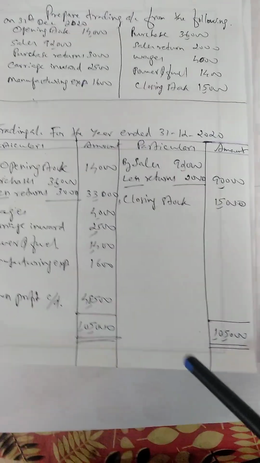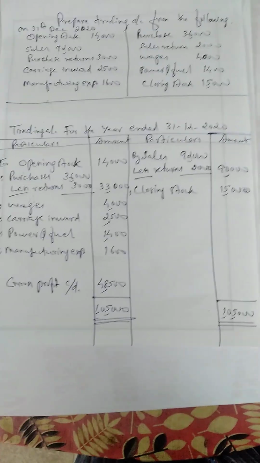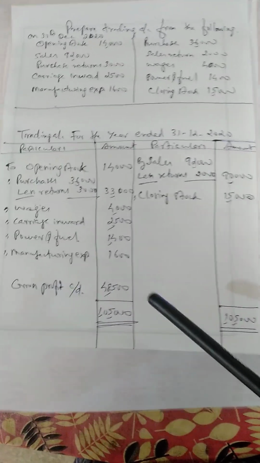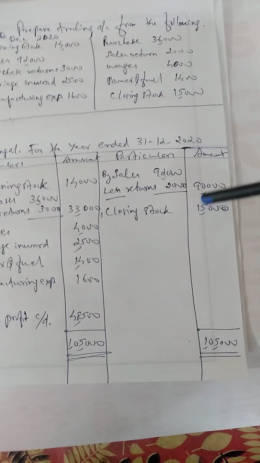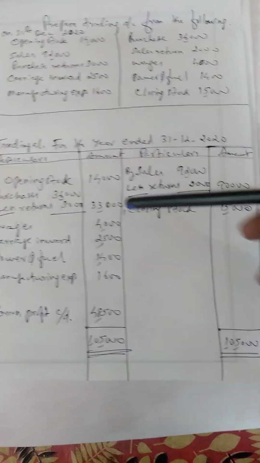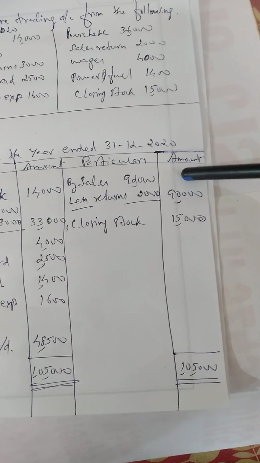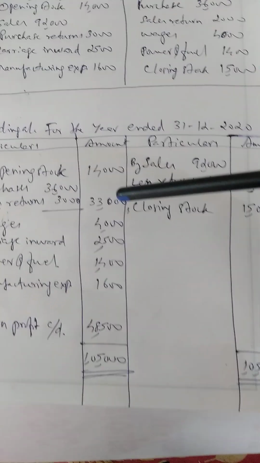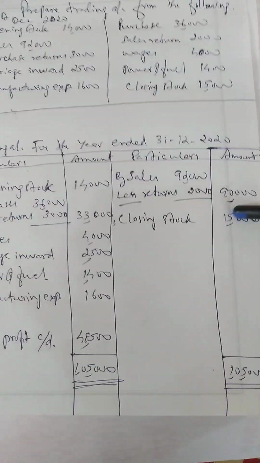Now every item is recorded here. The next procedure is to balance this account. How to balance this account? In order to balance this account, after writing up everything, you have to take the total of the credit side and debit side separately. Here I took the total of the credit side, which amounts to rupees 1,05,000, and I took the total of this side. It is less than this amount.